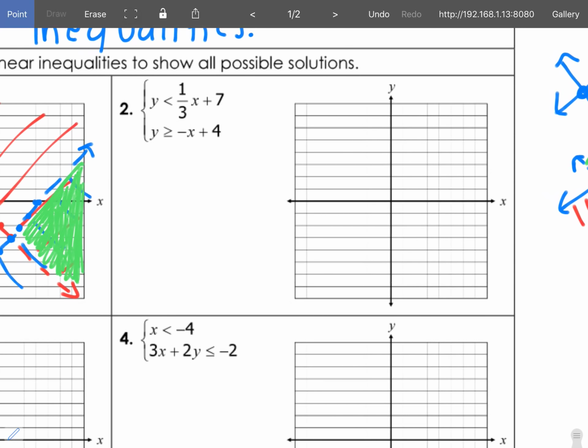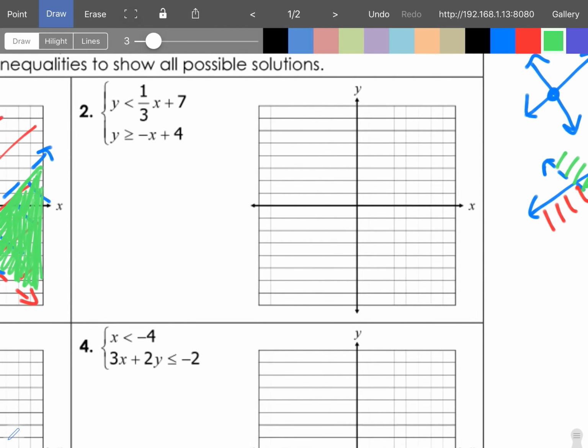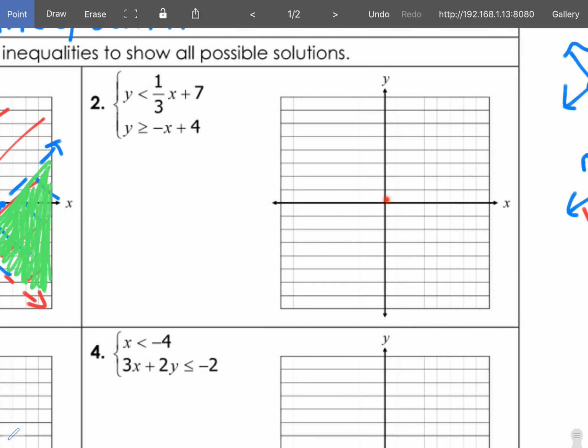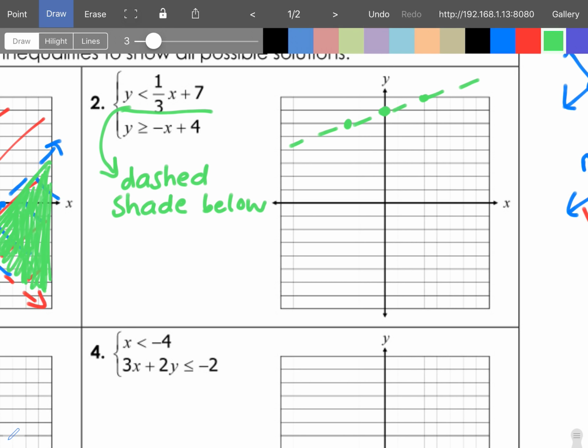So let's try number 2. It says y is less than 1/3 x plus 7. So we're going to go up 7 on the y-axis. 1, 2, 3, 4, 5, 6, 7. Make a point. I'll do this one green. Okay, and then I'm going to rise 1 and run 3. Down 1 and to the left 3. Okay, and then I'm going to also say this is a dashed line. And I'm going to shade below because it's less than. So dashed line, shade below.